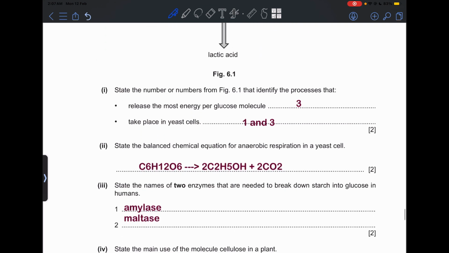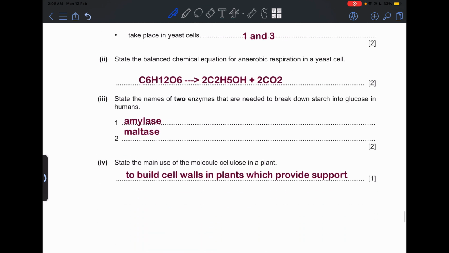Part ii, state the balanced chemical equation for anaerobic respiration in a yeast cell. So it is C6H12O6, which will produce 2C2H5OH, which is the formula for ethanol, plus 2CO2, carbon dioxide. State the names of 2 enzymes that are needed to break down starch into glucose in humans. First of all, you have to convert starch into maltose, which is by the enzyme amylase, and maltase will convert maltose to glucose.